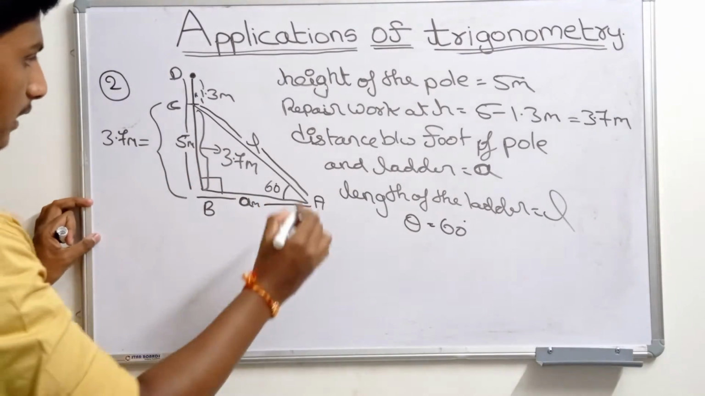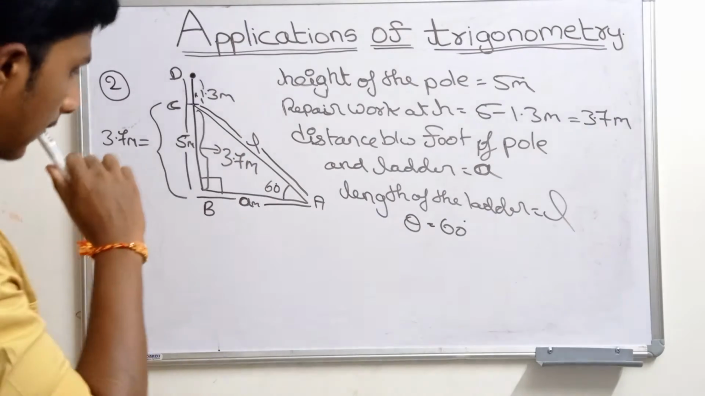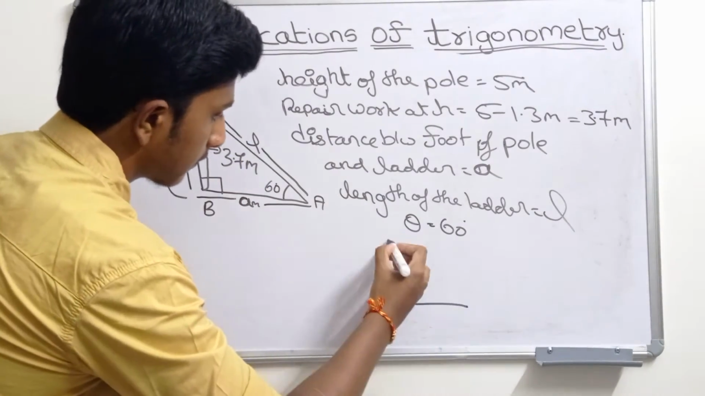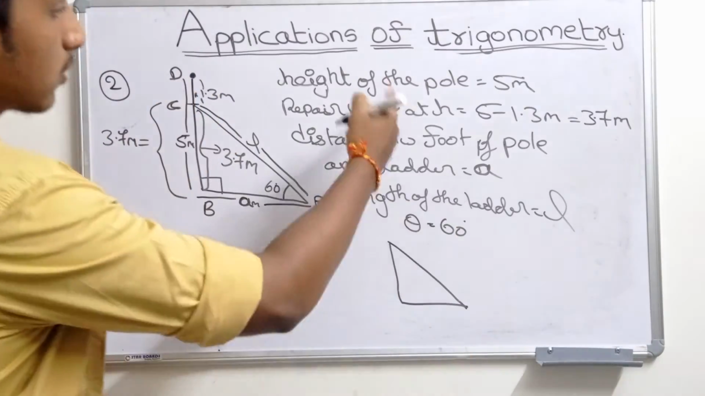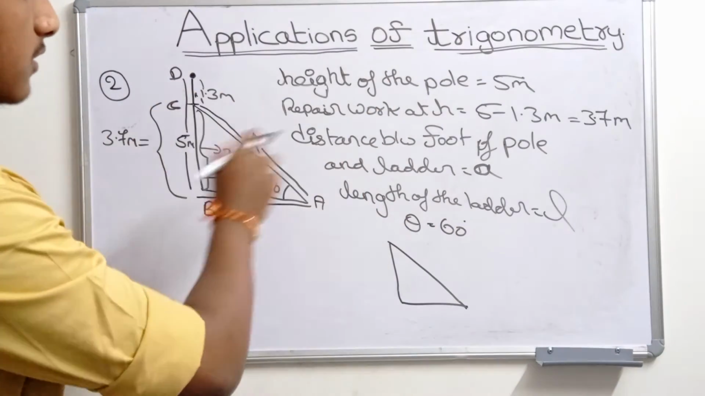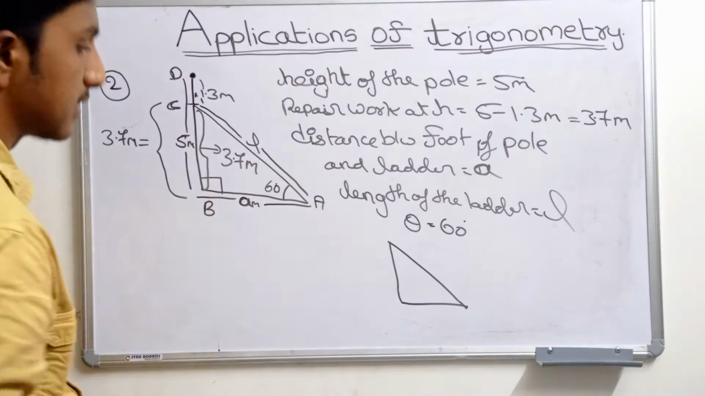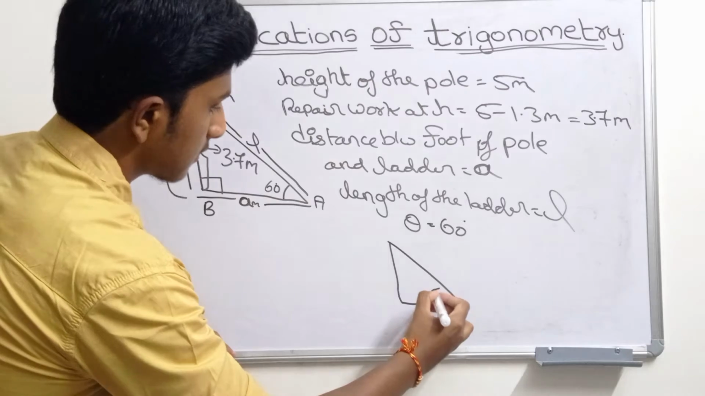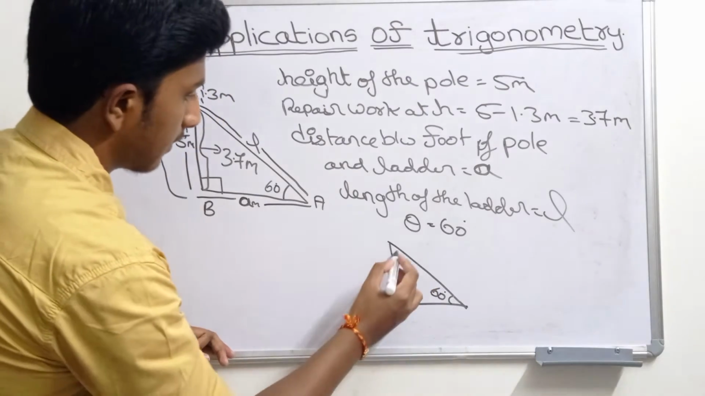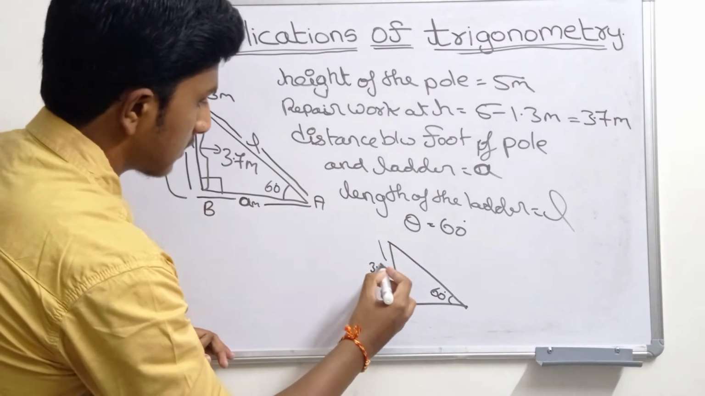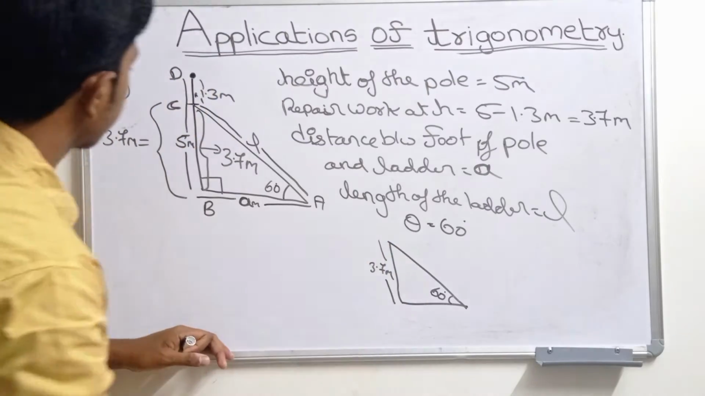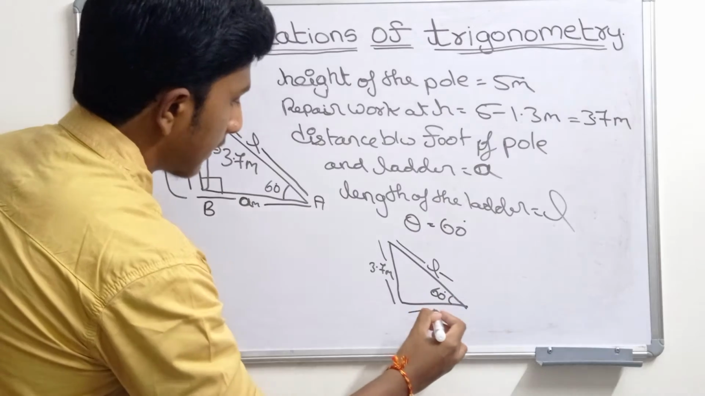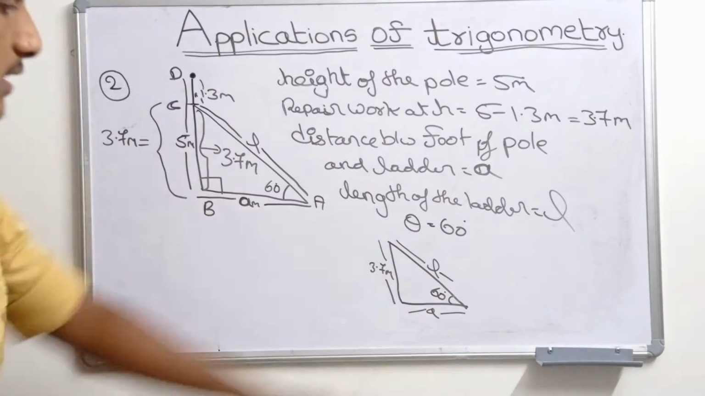So I'll try to draw the triangle. Guys, you have to copy these points again. The board is not sufficient to write the complete problem. Again, I'll erase this. This is 60 degrees and this is 3.7 meters, and this is L, this is A. So we have this, guys.